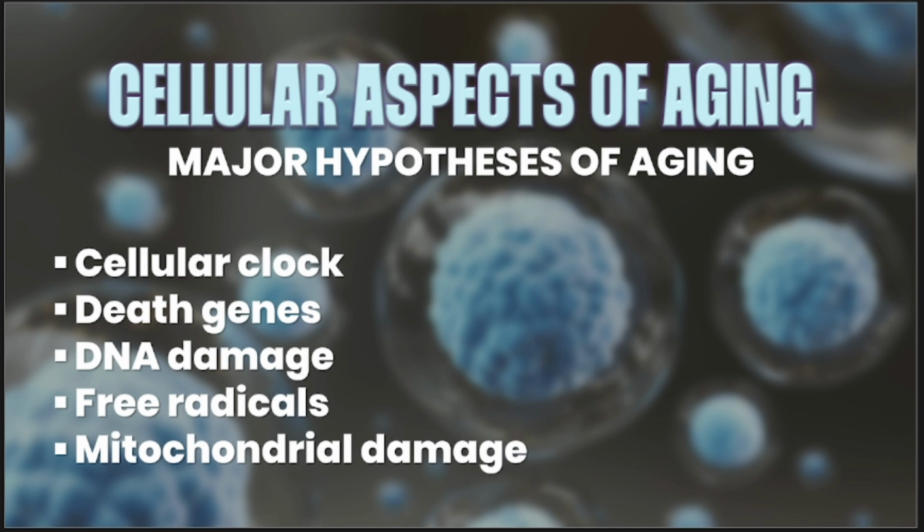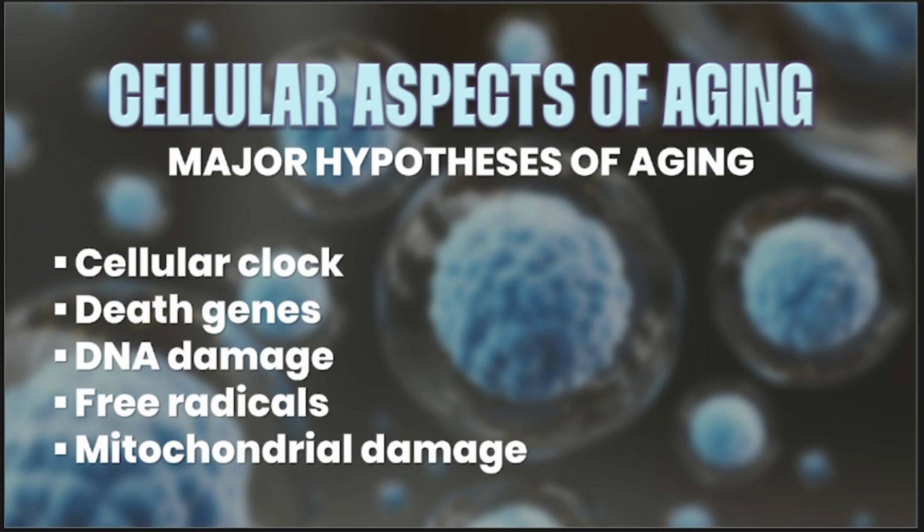We also have death genes. Your death genes suggest that there are certain genes programmed to trigger aging and death processes in cells that contribute to the aging of the organism. You also have DNA damage. This indicates that accumulated damage to DNA over time, from environmental factors or cellular processes, would lead to aging and cellular dysfunction.